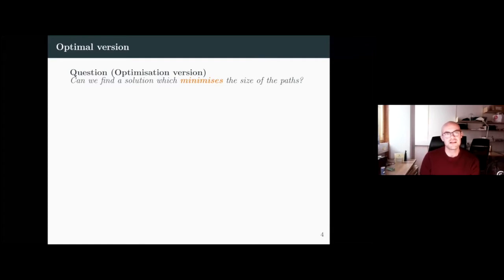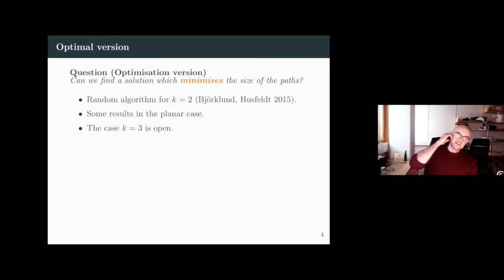People have thought about these questions, but the knowledge that we have on this question is way, way less compared to the normal one. So for example, for k equal to 2, there is an algorithm that dates back to 2015 by Björklund and Husfeldt. This is a very nice algorithm, and it uses ideas which are completely different from the Robertson and Seymour algorithm, because this is an algebraic algorithm, compared to the tree-widths and grid minors from Robertson and Seymour.